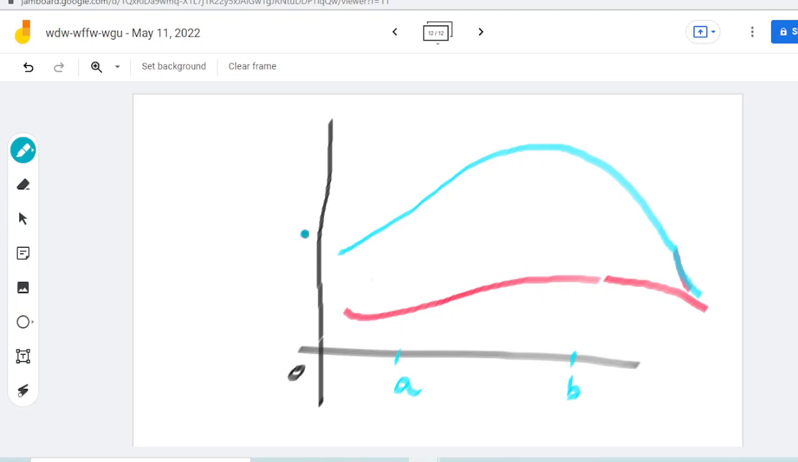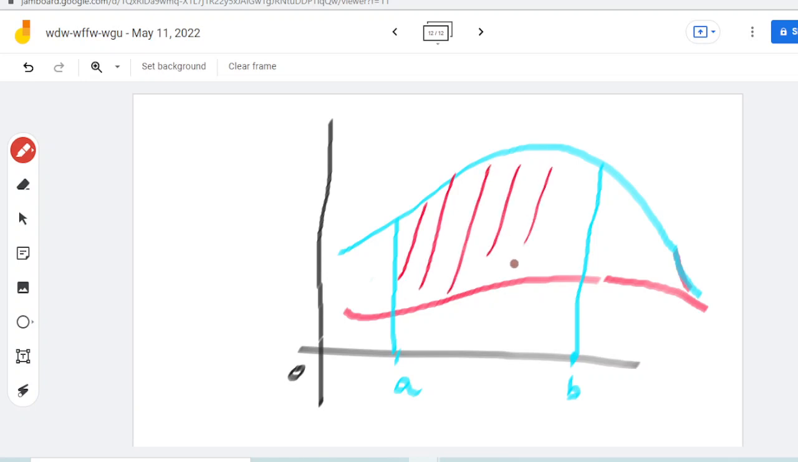Suppose there are two functions. The blue one is the first function, and the pink one is the second function. We want the area between these two functions from A to B. If you have to measure the area between these two functions from A to B, we will need a Python program.